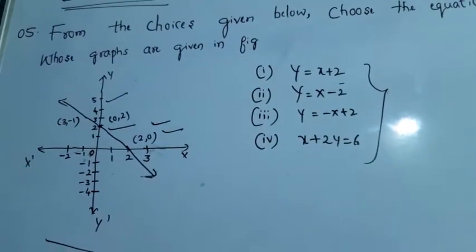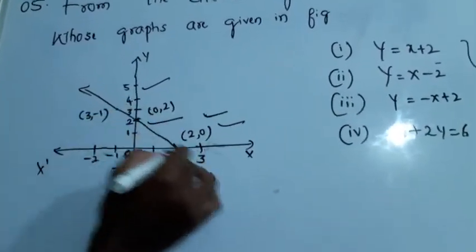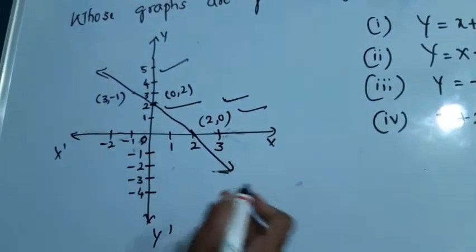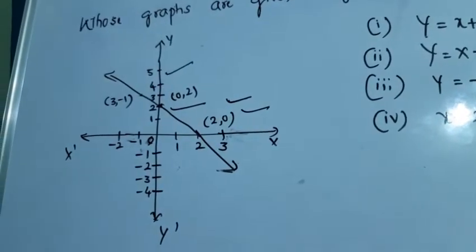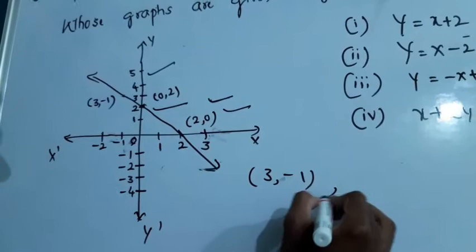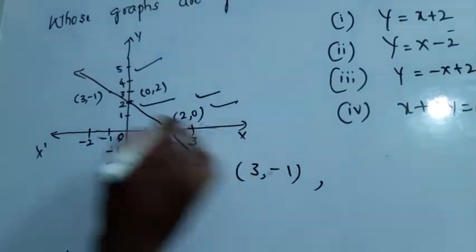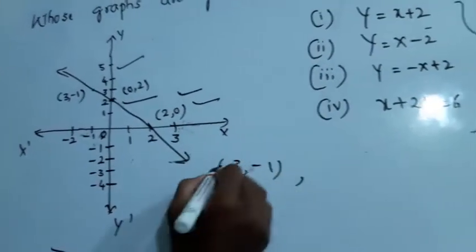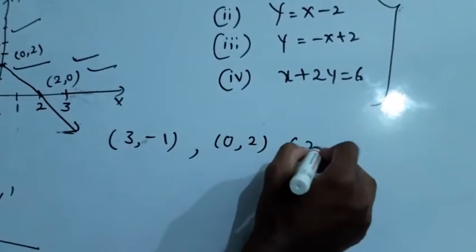How are we going to identify it? We know that if a point lies on a line or the graph of an equation, those coordinates will act as a solution for the equation. Now we are going to verify these points with these equations. Whichever equation satisfies all the 3 points will be the equation of this particular graph. Now the points are (3, -1), (0, 2) and (2, 0).